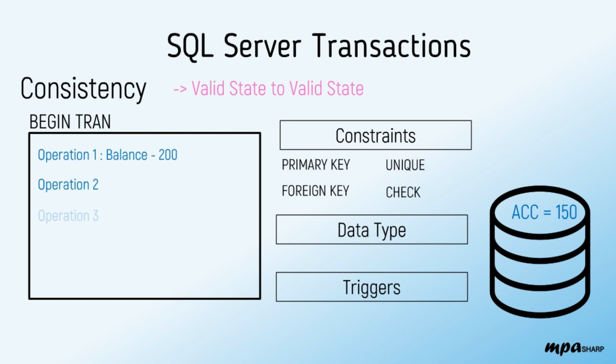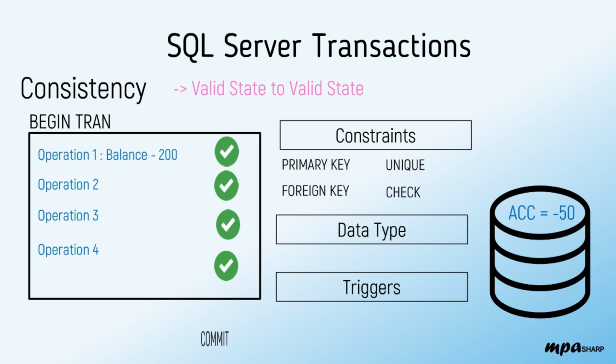Followed by this operation, we have 3 more other operations. You start the transaction by saying begin transaction, and then you deduct the 200 from account A. When you deduct the 200, account A's balance temporarily becomes minus 50 within that transaction scope. You carry out the rest of the operations as well. It can be any operation, but for simplicity we don't consider what they are.